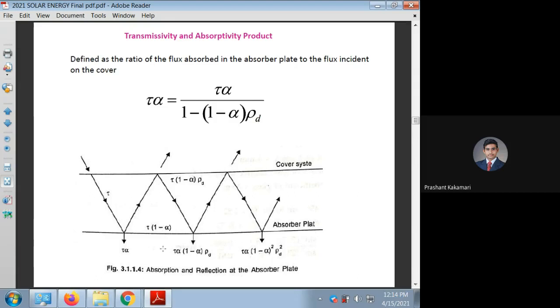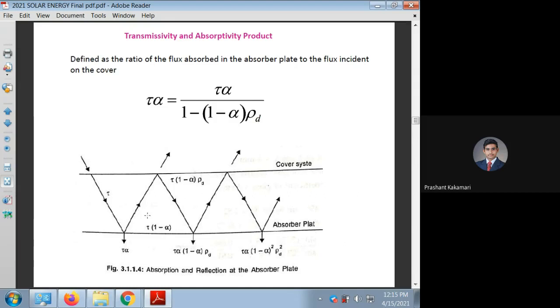So what is reflected back is nothing but tau into (1 minus alpha) into rho d. Here rho d indicates the diffuse radiation, because all the radiations which are reflected back are diffuse radiations. The radiations which pass directly from the sun are taken as beam radiations, I_T, or total radiations. So to indicate that it is diffuse radiation from the glass itself, we write it as rho d, the reflectivity index due to diffuse radiation.